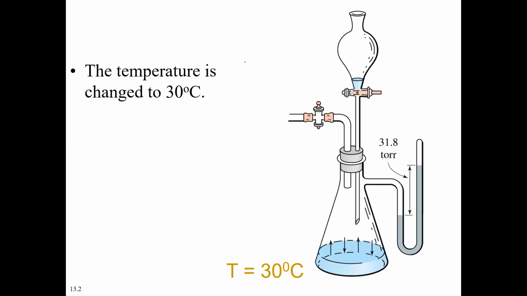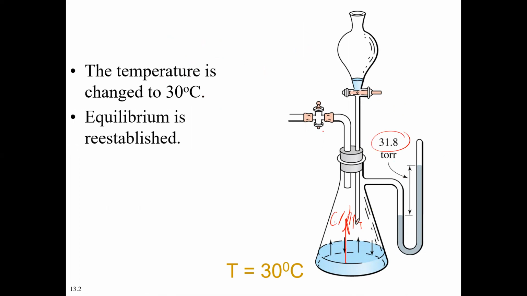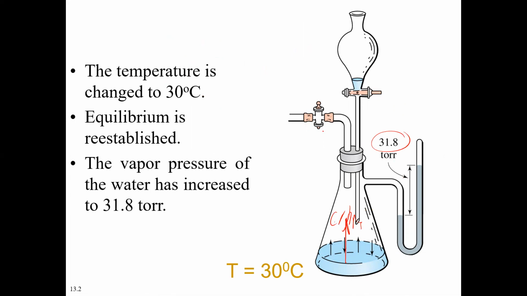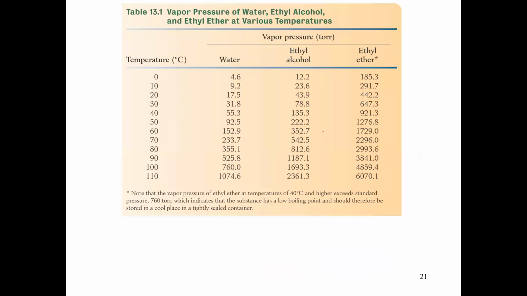If the temperature is changed to 30 degrees, more of the vapor comes off of this, causing more collisions, a greater pressure in that. It shifts going up and it becomes 31.8 torr. The equilibrium is reestablished. The vapor pressure has now increased to 31.8 torr.